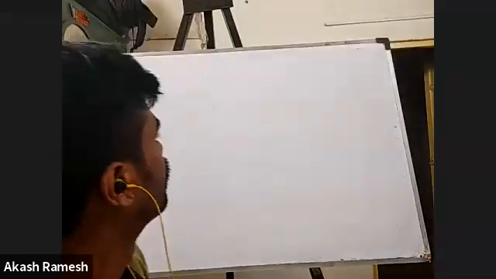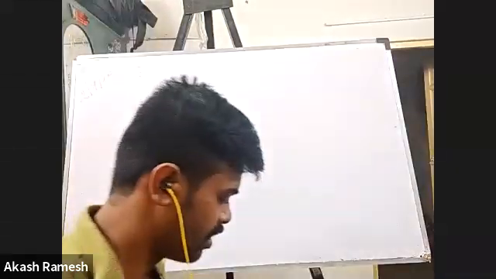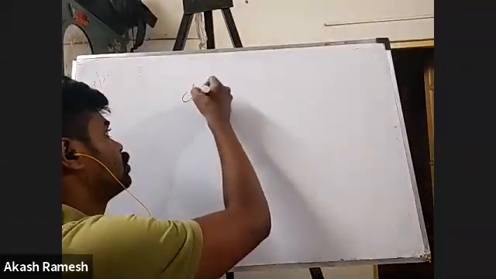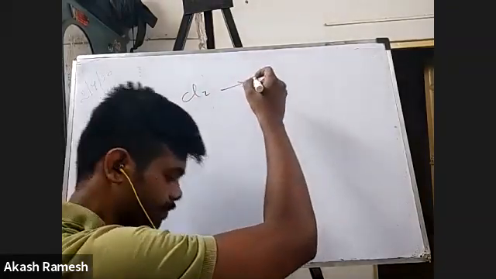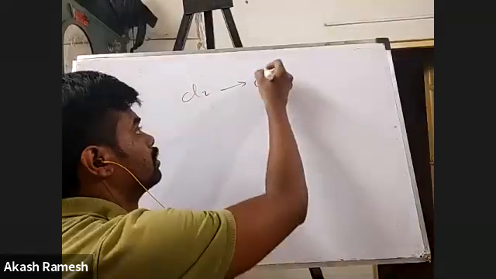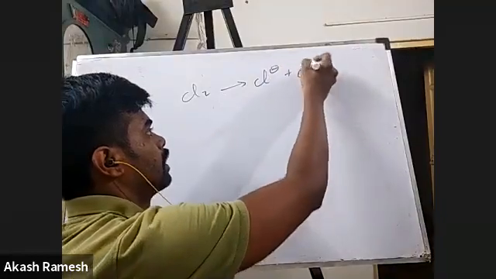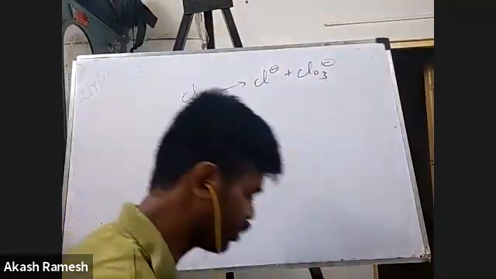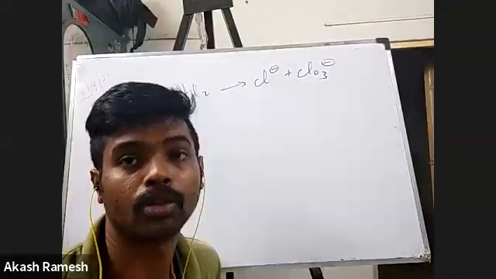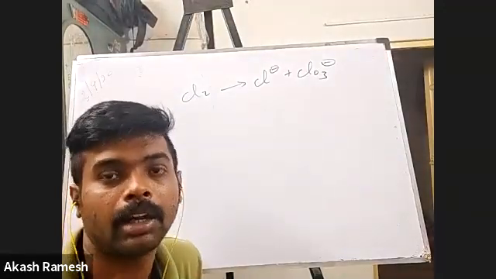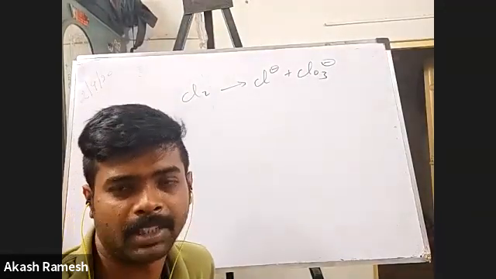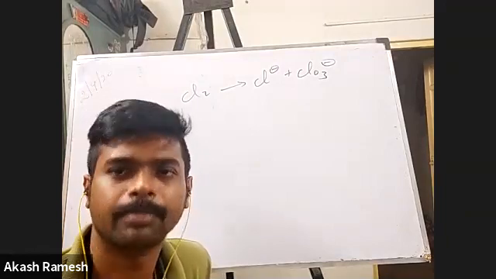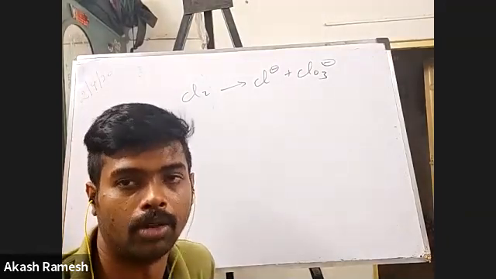Right. So let me take this reaction. I have Cl2 giving Cl minus plus ClO3 minus. Yeah, ClO3 minus. And I want to balance this reaction. Exactly what you did, the same thing we will do here also.